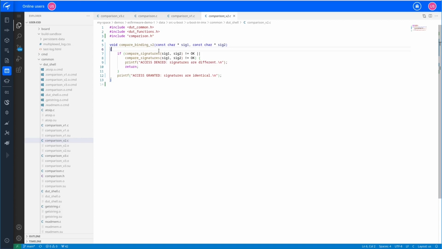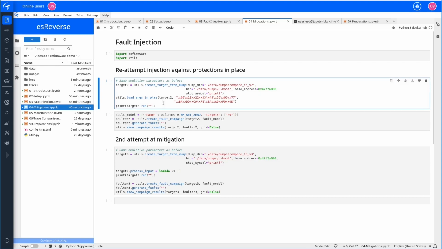Looking at single fault, so even if we manage to change the execution of the first call, the second one is going to be undisturbed, and so return an OK, and so we can take the access denied path. Okay, so this is a fairly simple mitigation. We implemented it as a developer, and now we can again run the same campaign and verify that it successfully protects against that fault. Okay, so let's check that.